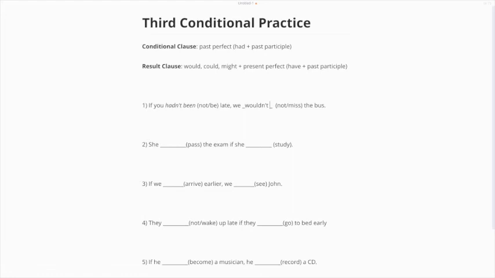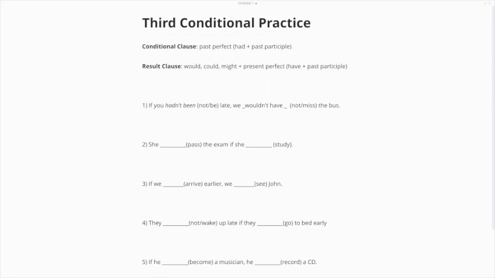Now, the main verb here is the word miss. So we're going to use the present perfect with the word miss. Remember, the present perfect starts with have. So let's start with have. Have, and then we're going to use the past participle of the main verb, which is miss.